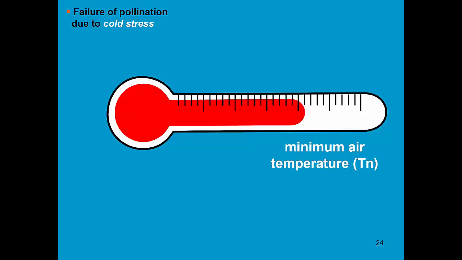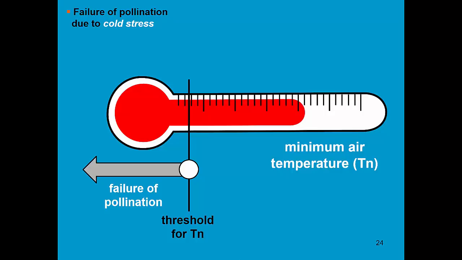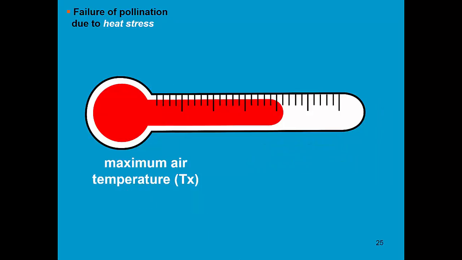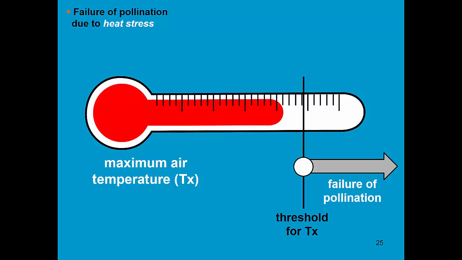In case of failure of pollination due to cold stress, AquaCrop considers a threshold for a temperature. If the minimum air temperature drops below that threshold, we have failure of pollination. The same is true for heat stress. AquaCrop considers another temperature threshold, and if the maximum air temperature exceeds that threshold, we have failure of pollination. The thresholds for the maximum and the minimum air temperature are once again conservative crop parameters.